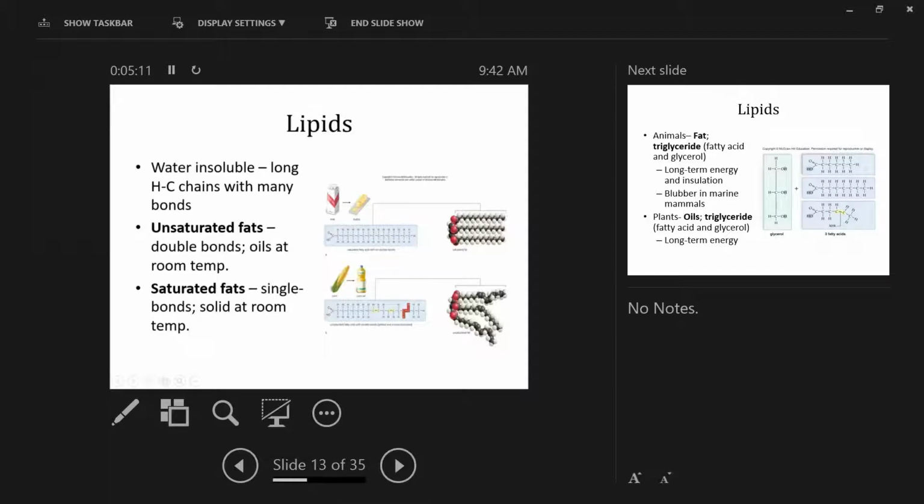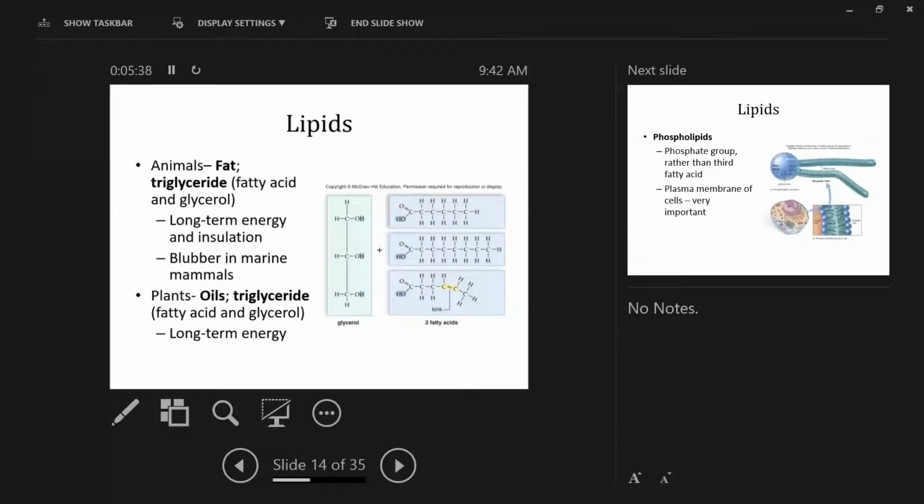Saturated fats are just a long chain of carbon with those hydrogens off to the side. We say they're saturated with single bonds. An unsaturated fat may have 1 or more double bonds, which makes it kink or change shape. And in biology, you change shape, you change the function. So your saturated fats are going to be solid at room temperature, while your unsaturated are going to be oils.